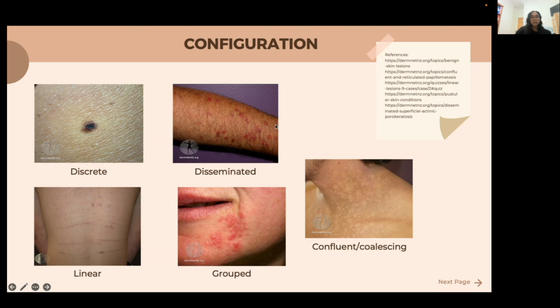And then here, the lesions we would say are disseminated. They're in the same area, but they're not necessarily grouped together. So we would describe that as disseminated. And then another word that we commonly see is confluent or coalescing. So this means that the lesions are overlapping or merging with each other. So here we've got multiple hypopigmented lesions, but we can see that they're merging or coalescing with each other.